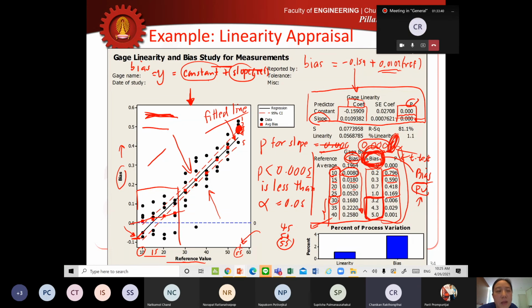Please conclude about reference value of 40. We accept it because the bias number is 5%. Okay. Be careful in this case. If you use 5%, if it's greater than or equal to 5%, you will not accept it. If it's less than 5%, you will accept it. So when it's exactly at 5%, you will not accept it.